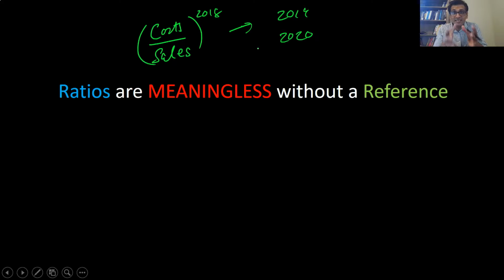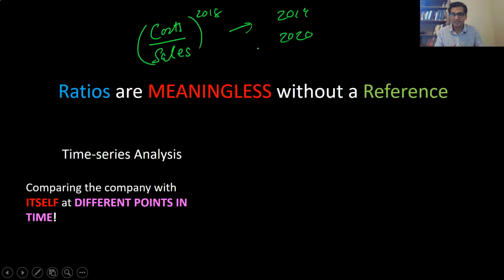Here you're looking at the same ratio over time, but you are referencing, right? You're comparing. So that's what I mean by referencing, being able to compare. And when you do it in this way, where you're looking at yourself over time, that's referred to as a time series analysis or a trend analysis. So in a trend analysis, you're looking at the same ratio but then comparing it with yourself at different points in time.